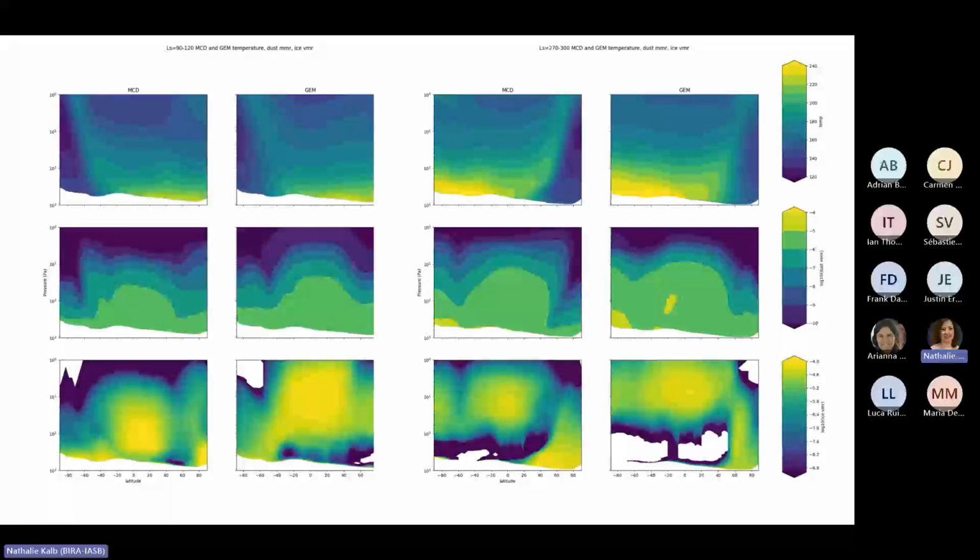This is MCD and GEM, for LS90 and LS270, so the two solstice seasons. The top is temperature, the middle is dust. This is Mars year 33, this is Mars year 35, because you don't have Mars year 35 in the climate database yet.